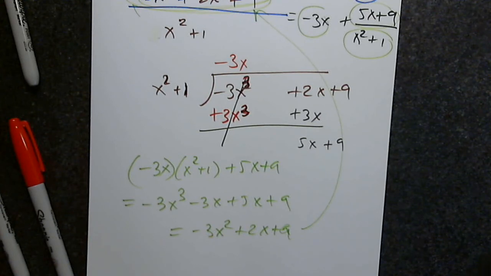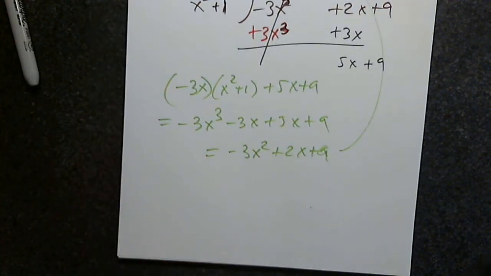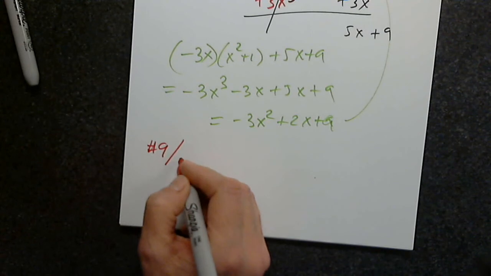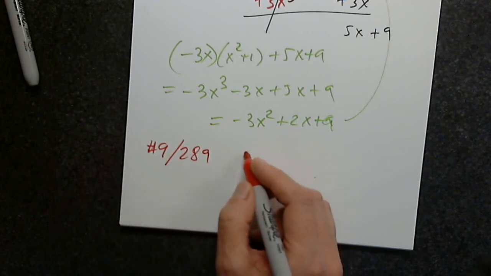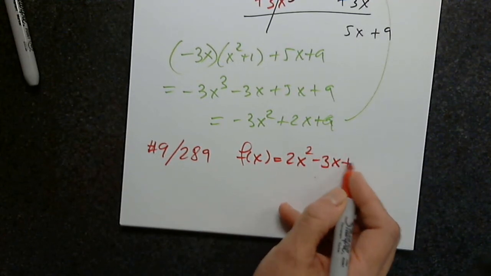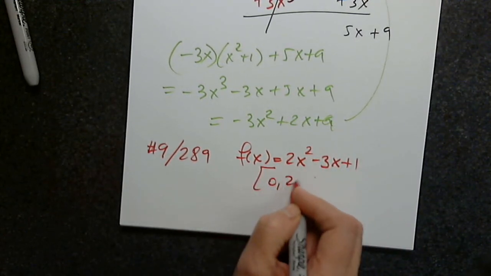From test 3? The mean value theorem, yes. Here it is. Let's look at another mean value theorem. This is section 4.2. Let's say problem 9 on page 289. We are given f of x, which is 2x squared minus 3x plus 1, and the interval is 0, 2.